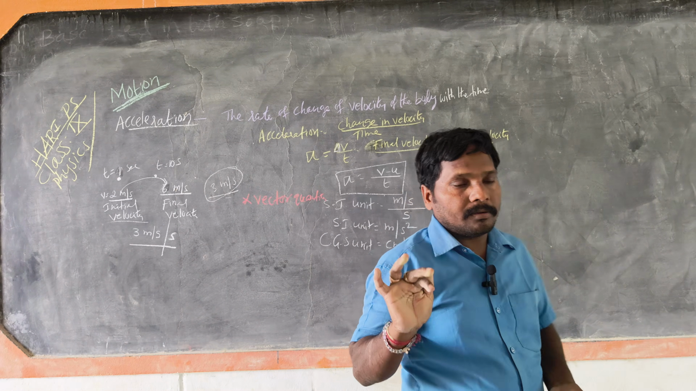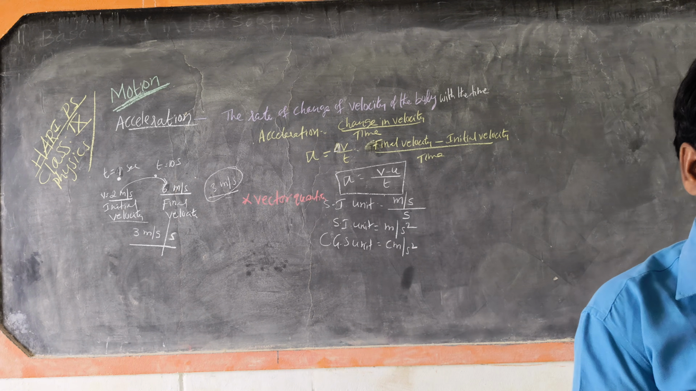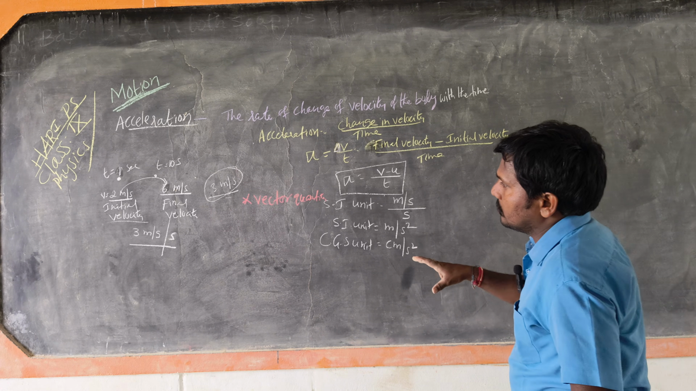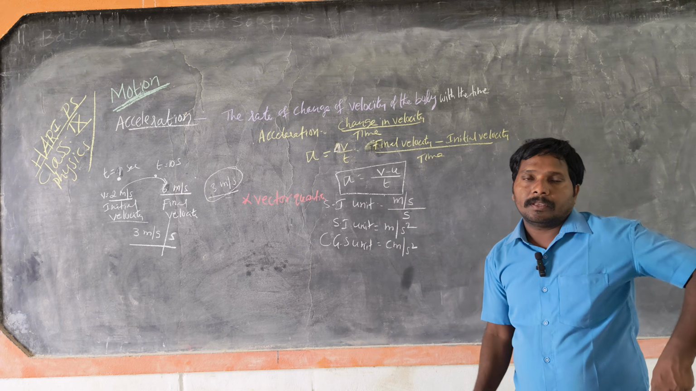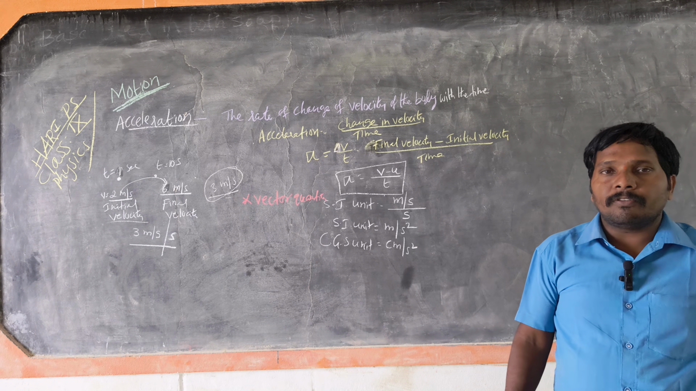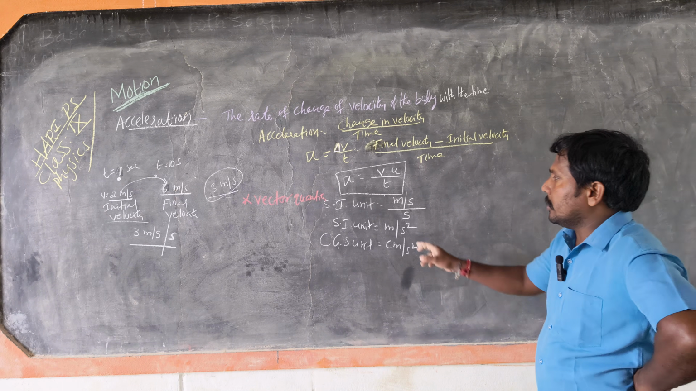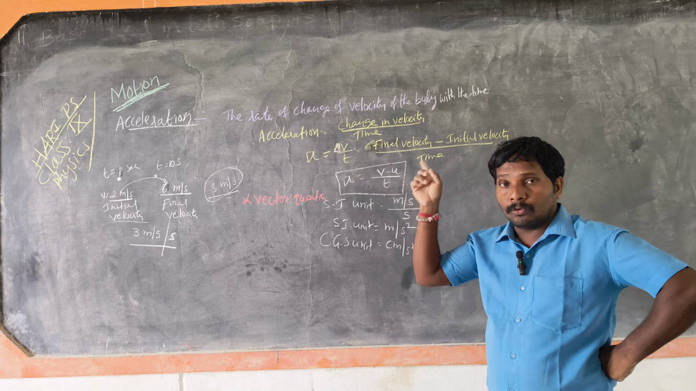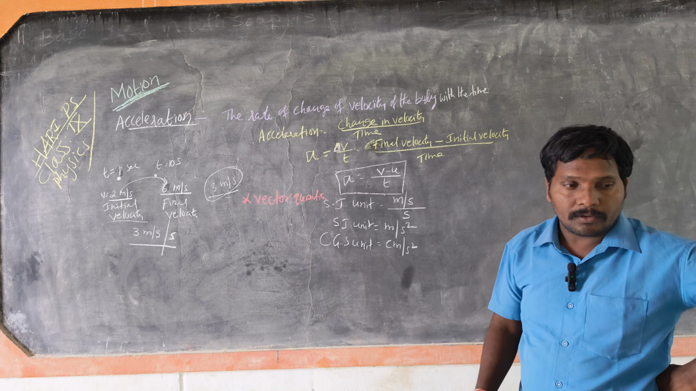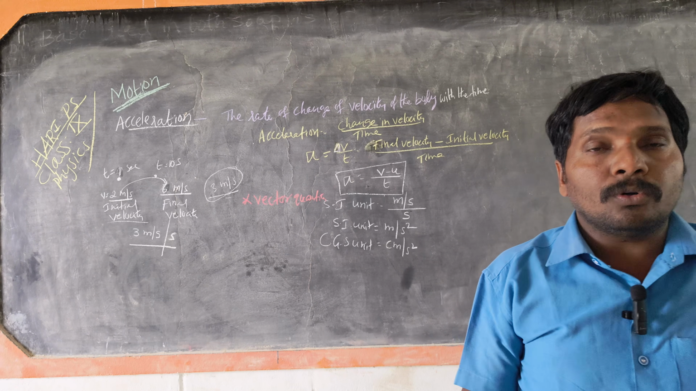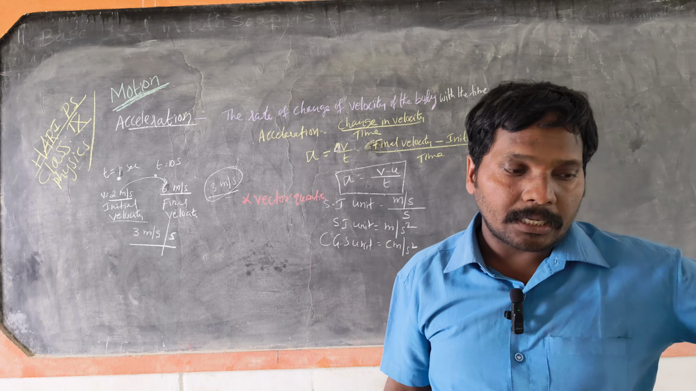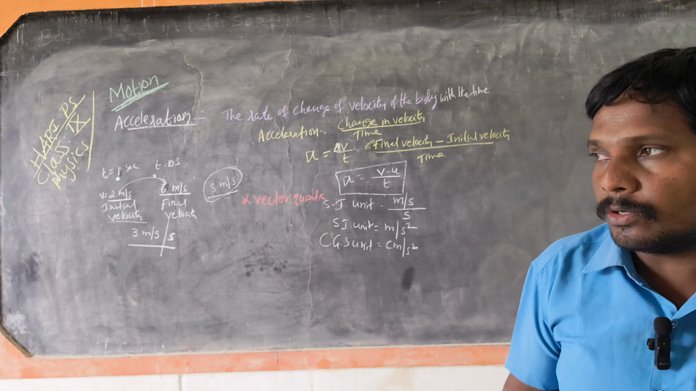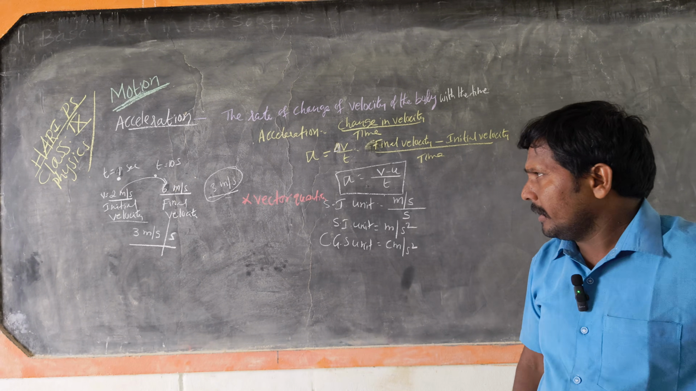It acts in a particular direction. So, for example, if the body is moving with a uniform velocity, then a is equal to v by t equal to 0. No change in velocity, so the acceleration will be equal to 0, right?